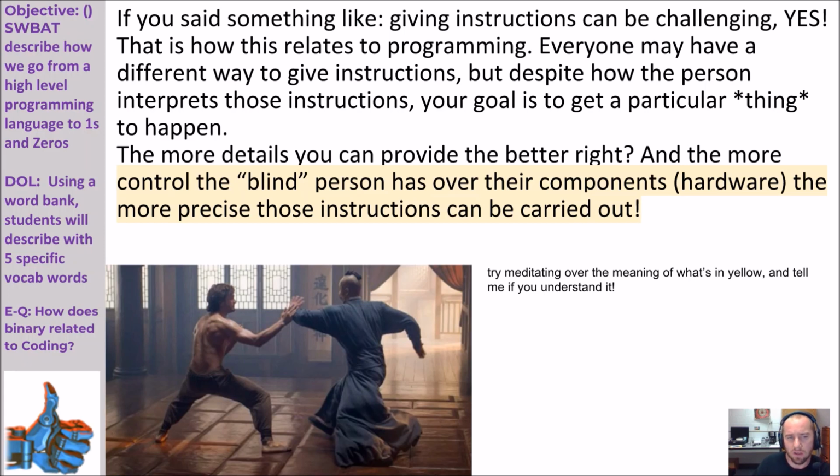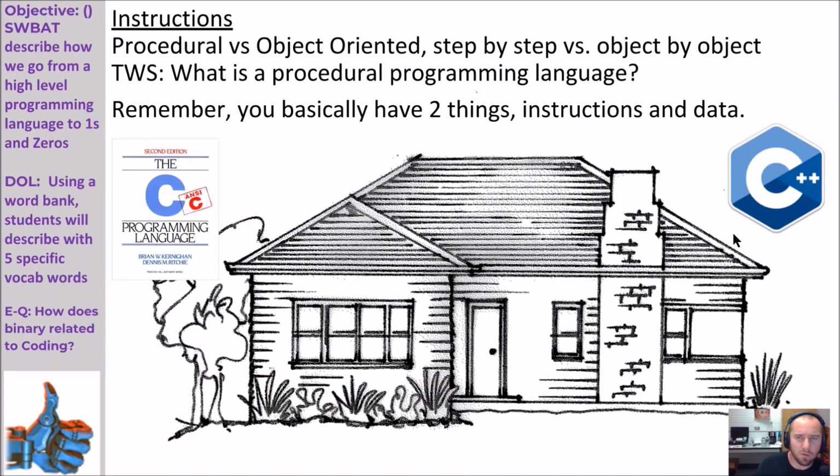But another thing to think about is the more control the blind person has over their components, that is the hardware, the more control you can have over your hardware, the more precise those instructions can be carried out, and thus maybe the more sophisticated drawing or sophisticated program you can create. That part I felt is particularly confusing right there, so I'm asking you to meditate over it a little bit and to tell me what you think I'm meaning when I say that.